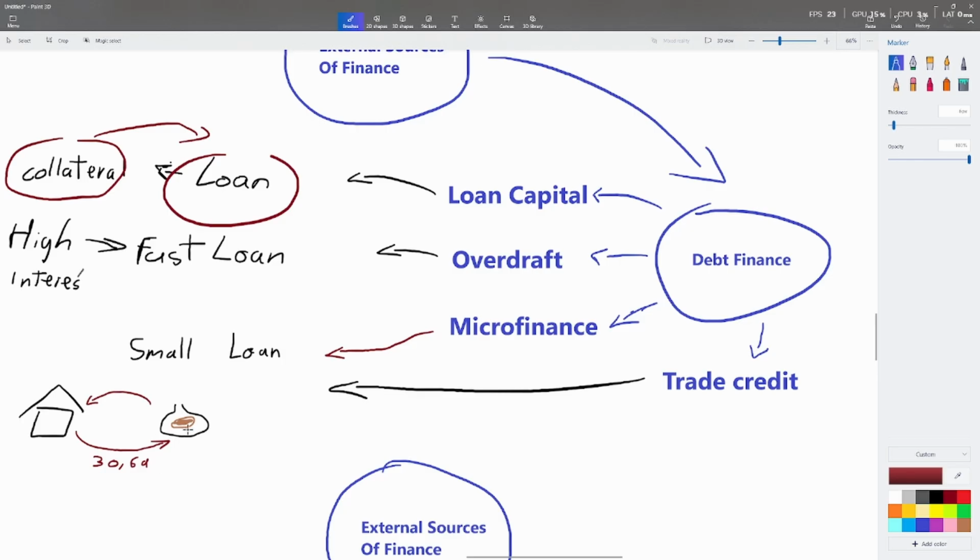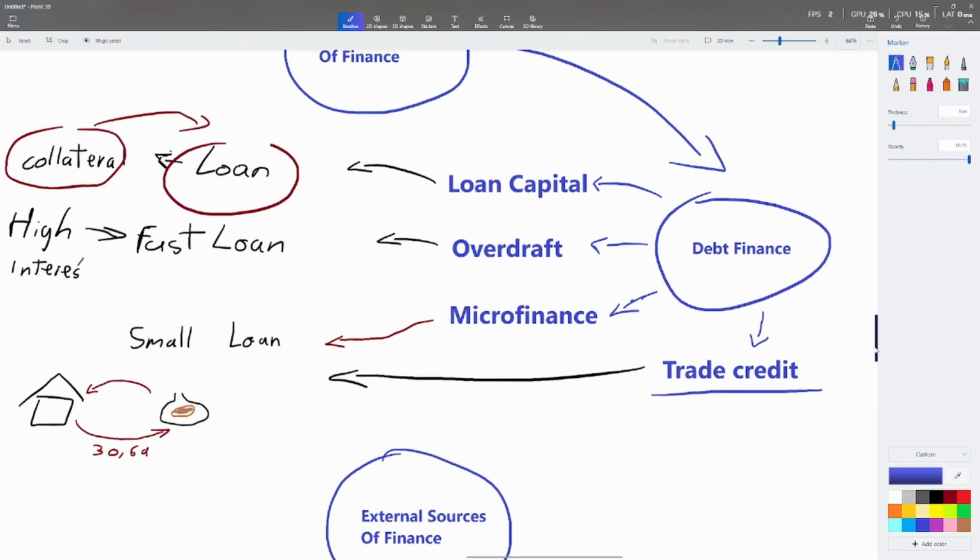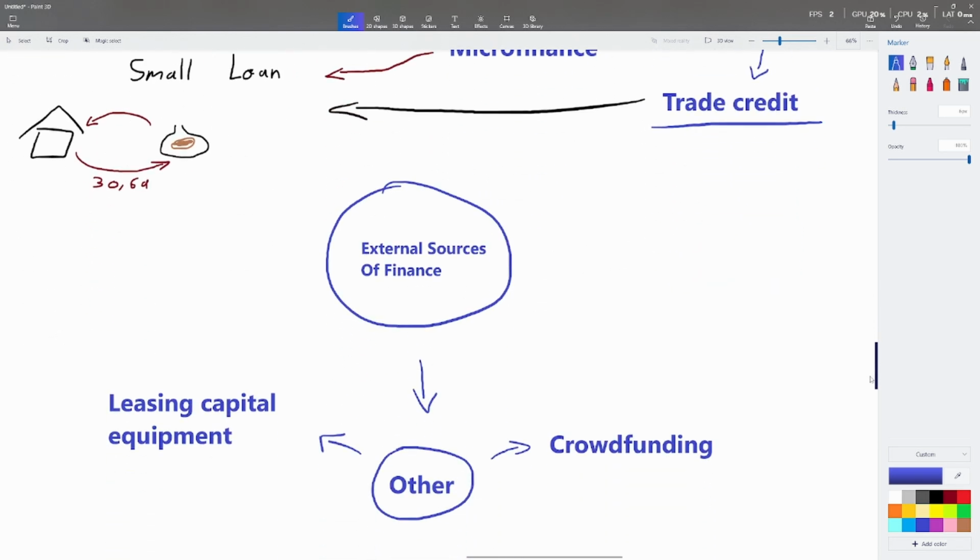So essentially you are taking what you need to make the product, you make the product, you sell the product, and then you give it back. That's trade credit. You're essentially trading the supply and then giving it back as credit. And usually there's no interest involved. It's just a very quick, easy method.